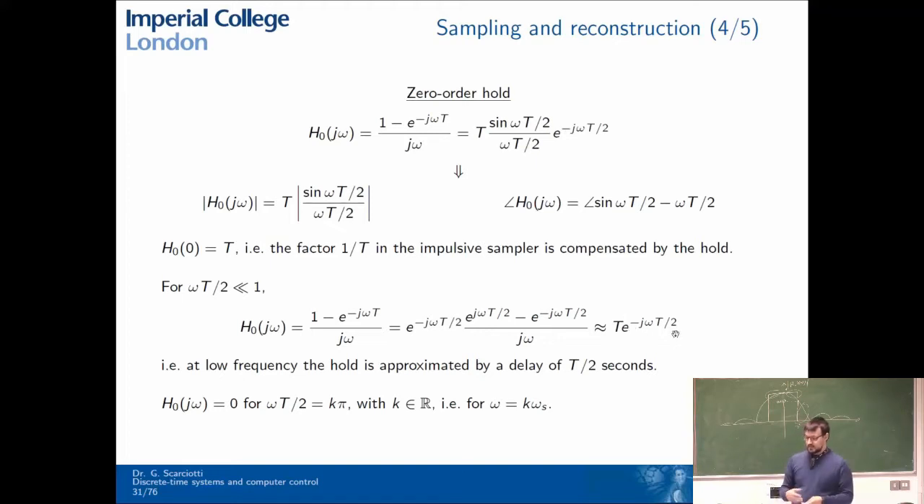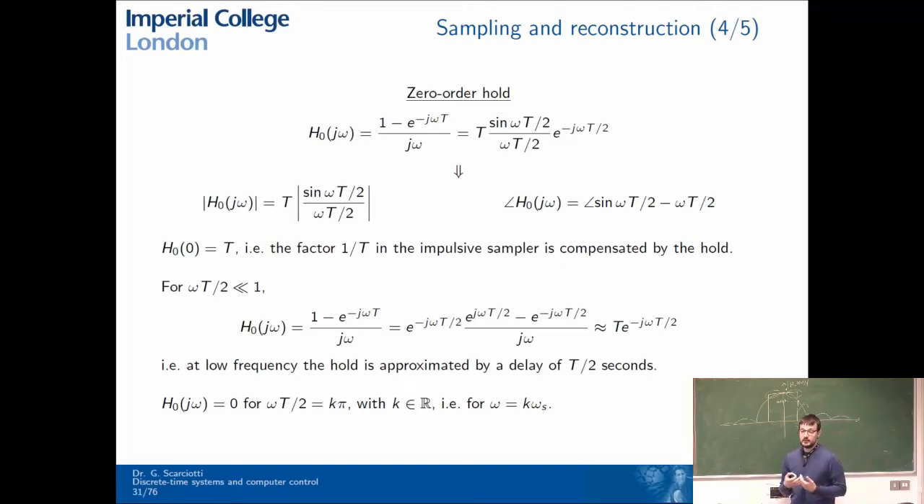So what is an exponential in the Fourier domain or the Laplace domain? A complex exponential is a shift in time, so it's a delay. This means basically that even at low frequencies, when the behavior of the hold is as good as possible, we have a delay of T over 2 seconds. So in our loop, the fact that we have a hold device introduces a delay.